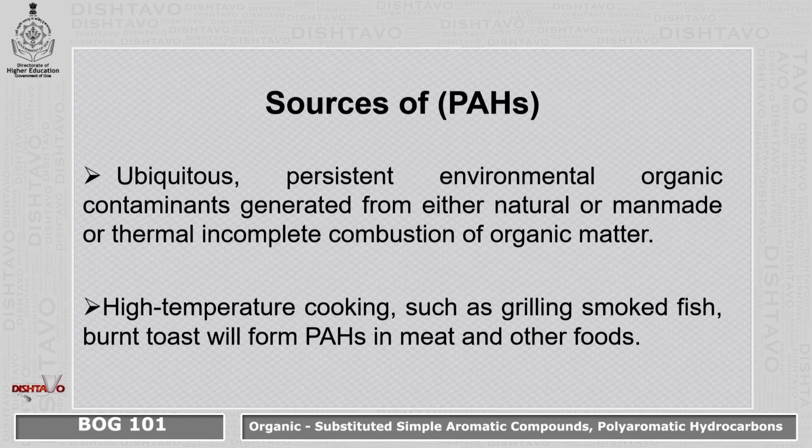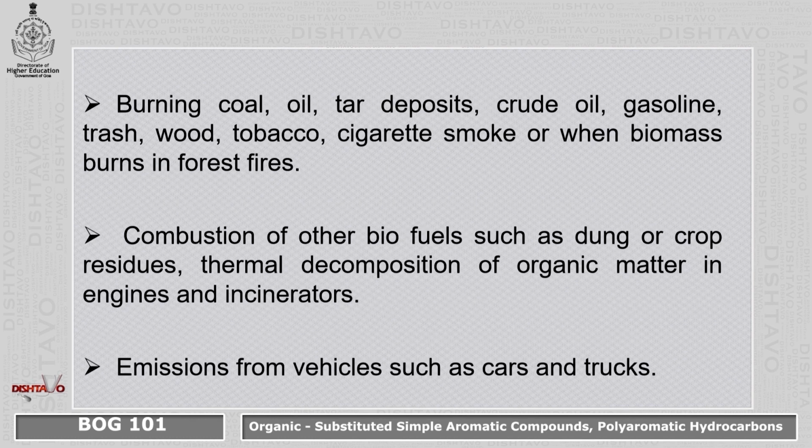Now, the sources of polyaromatic hydrocarbons. They are ubiquitous, found everywhere, persistent environmental organic contaminants generated from either natural or man-made, thermal, incomplete combustion of organic matter. You will also find PAHs in high temperature cooking such as grilling; smoked fish and burnt toast will also form PAHs in meat and other foods.